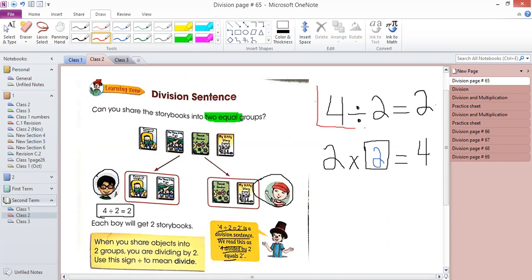So this is the division sentence. In division sentence, you write the number which you want to divide, the number of objects. Here there are 4 books, so you write 4. Then you write the division sign. Then you write the number of equal groups you want. You want to divide 4 into how many equal groups? 2 equal groups. So you write 2. And then is equals to, after that you will write the answer. 4 divided by 2 equals to 2. That means each boy will get 2 storybooks. Up to here, everything is clear, guys?